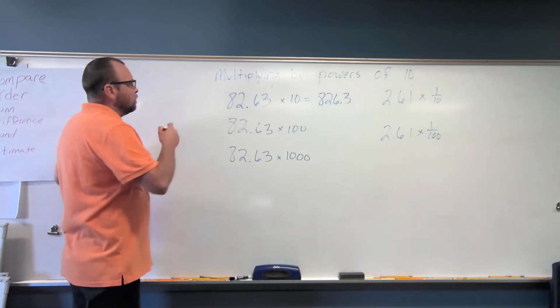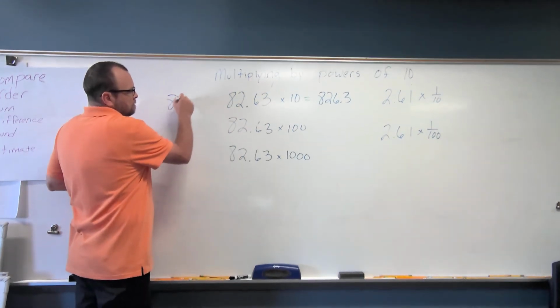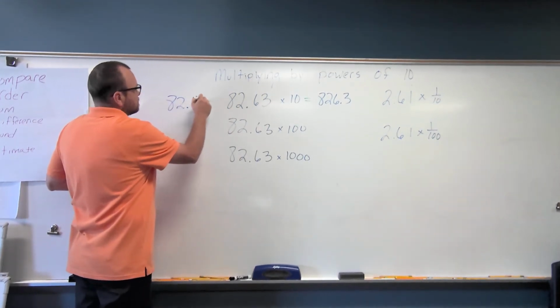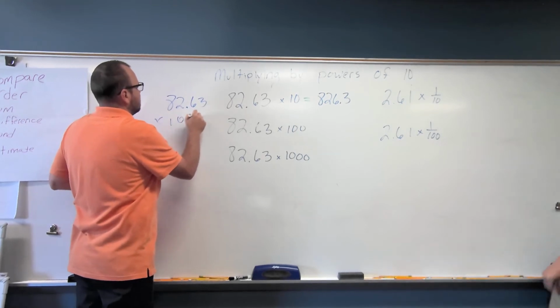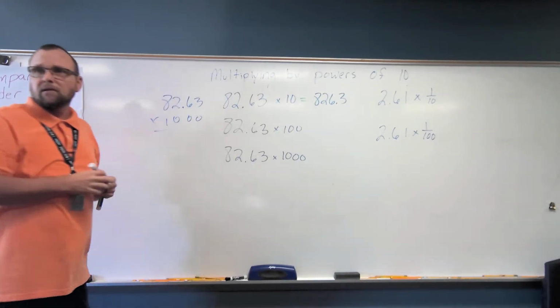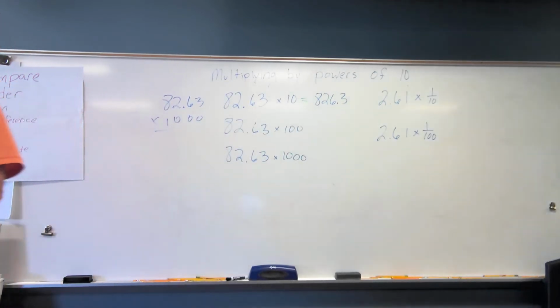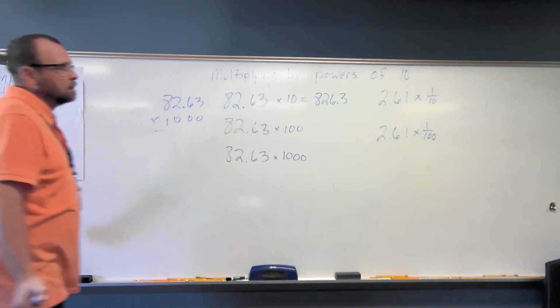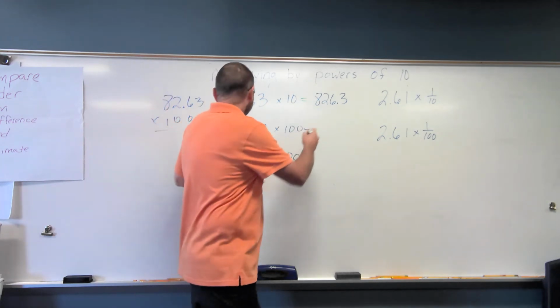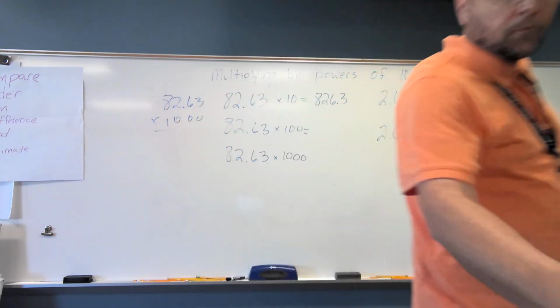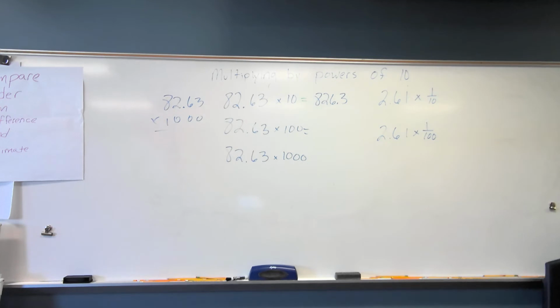I don't have to change the numbers. I don't have to do all this: 8, 2, 6, 3 times 1,000. That looks like a beating, does it not? That's cattywampus. Nobody wants to do that, when all we have to do is basically move the decimal point. 82 and 63/100 times 100.